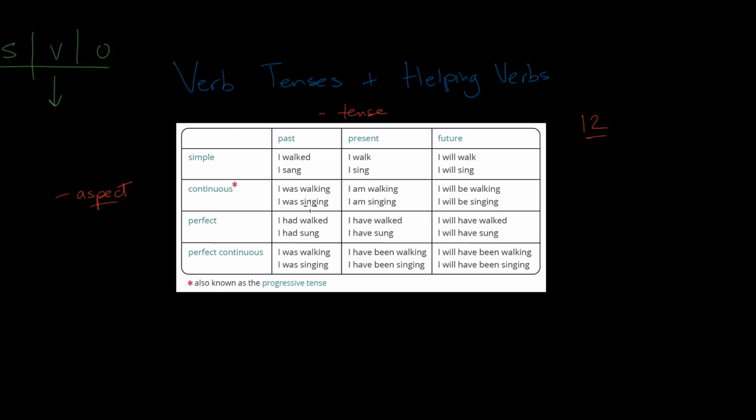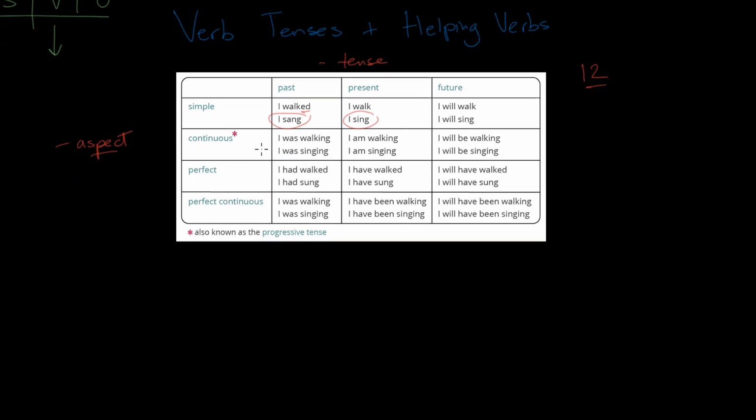What you see here is two different examples. We have the verb to walk and the verb to sing, and the first one, walk, is a regular verb, and the second one is an irregular verb. If you look, for instance, at I sing and I sang, you can see that the vowel changes, as opposed to this more regular pattern of just adding ed at the end. Okay, so those are our verb tenses.